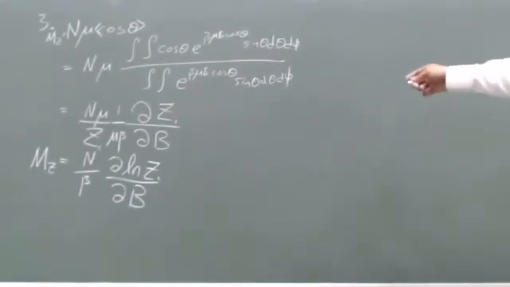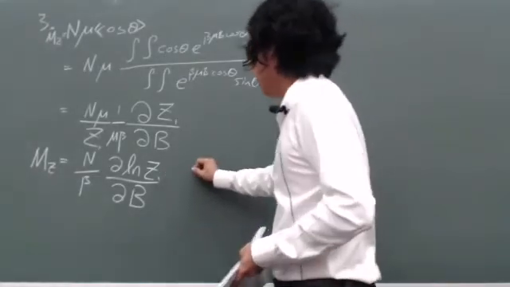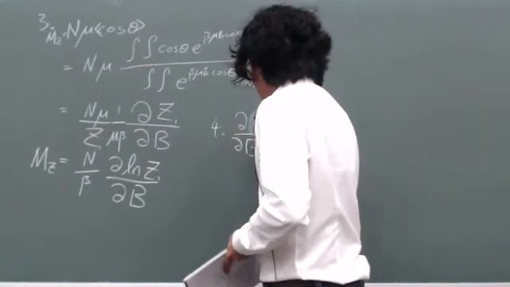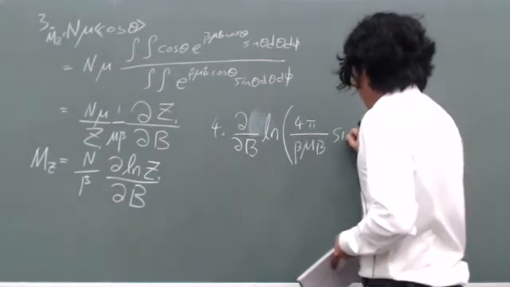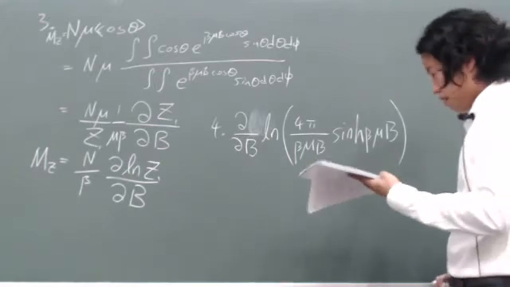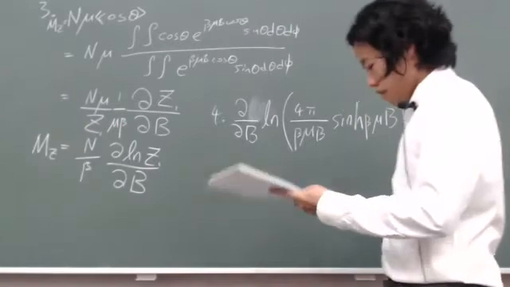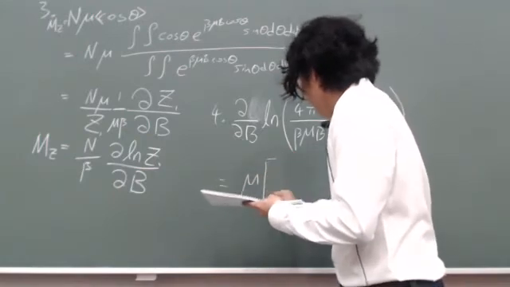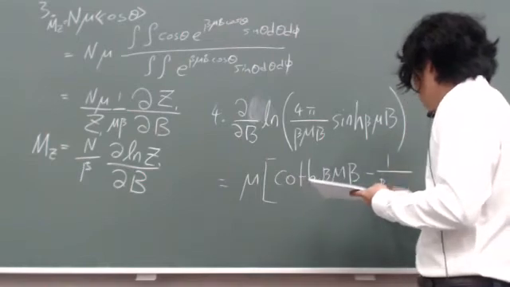Okay, and for part 4, you just have to evaluate what you found in part 3. So we just have to carry out this derivative, and we're subbing in the Z that we found in part 2. So for 4, we'll just be doing d/dB of the log of 4 pi over beta mu B times the hyperbolic sine of beta mu B. And yeah, this is a slightly ugly derivative. You've got 2 terms because you've got 2 magnetic field dependencies in here, but it's not impossible, and it eventually looks like mu times the hyperbolic cotangent of beta mu B minus 1 over beta mu B.